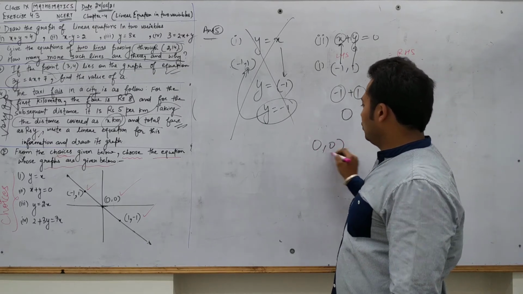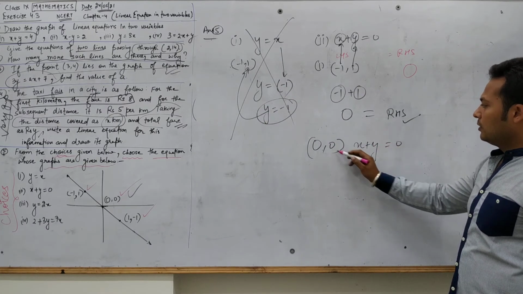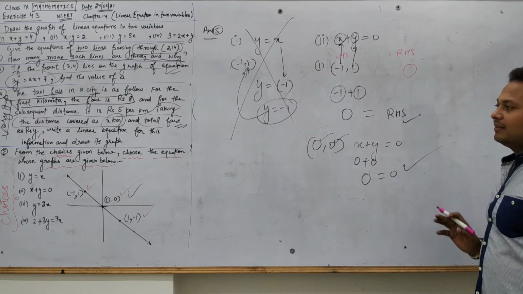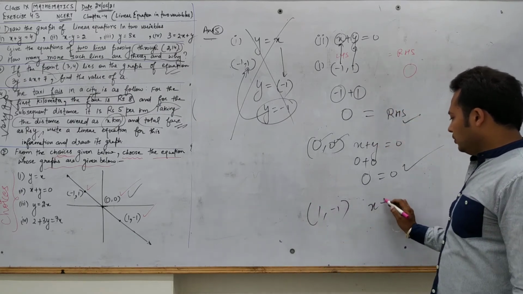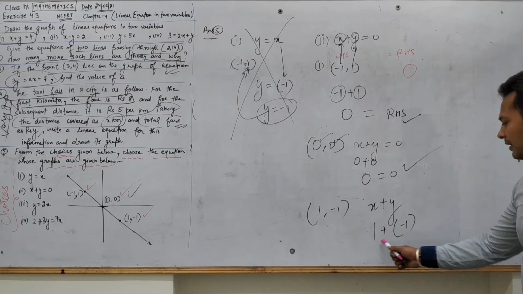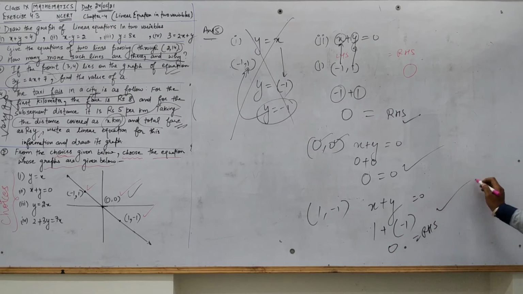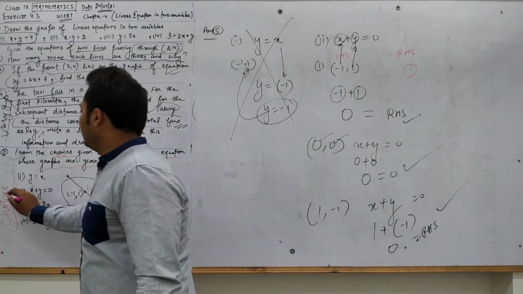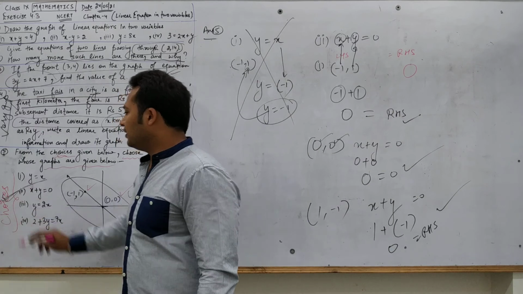Next point is 0 comma 0. So x plus y equals 0. Put x equals 0, y equals 0, and then add 0 plus 0 is 0. This is also satisfying. Our third point is 1 comma minus 1. So put x equals 1 and y equals minus 1. 1 plus minus 1 is 0, and 0 equals RHS. So this is also satisfying this equation. It means that all these 3 points are satisfying our choice number second. Okay, so it will be true for this second option.